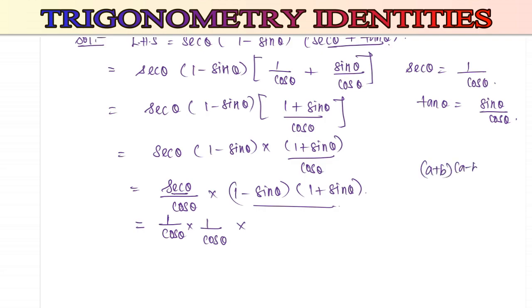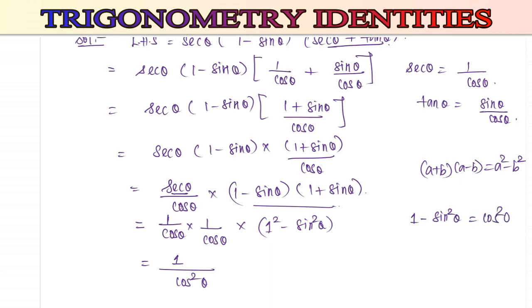The identity is a square minus b square. So I can write 1 square minus sin square theta. So here the terms are not getting cancelled. So 1 into 1 is 1 divided by cos theta into cos theta will give cos square theta, and 1 square value is 1, 1 minus sin square theta is equal to cos square theta. So here instead of 1 minus sin square theta I can replace it with cos square theta.